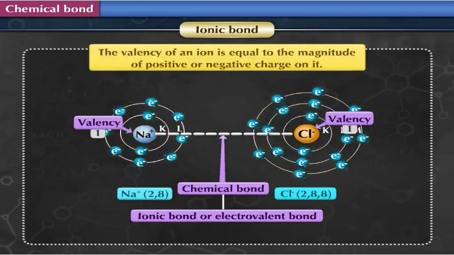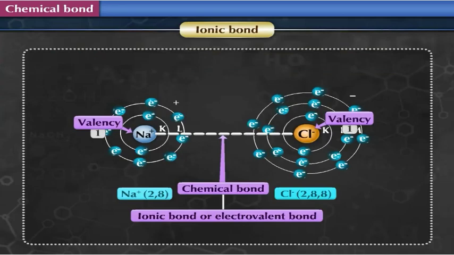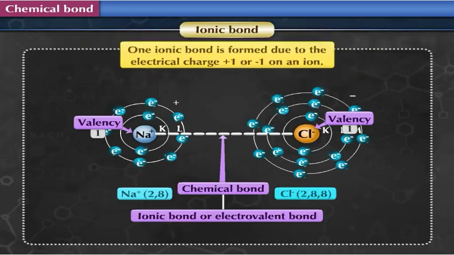The valency of an ion is equal to the magnitude of positive or negative charge on it. An ion forms the same number of ionic bonds as its valency. Thus, one ionic bond is formed due to the electrical charge +1 or -1 on an ion.